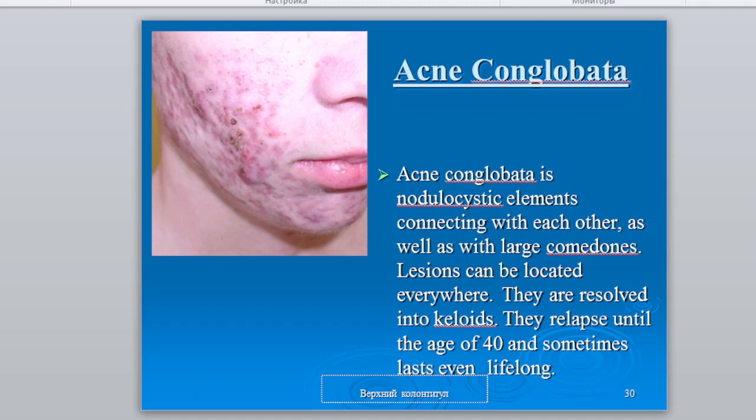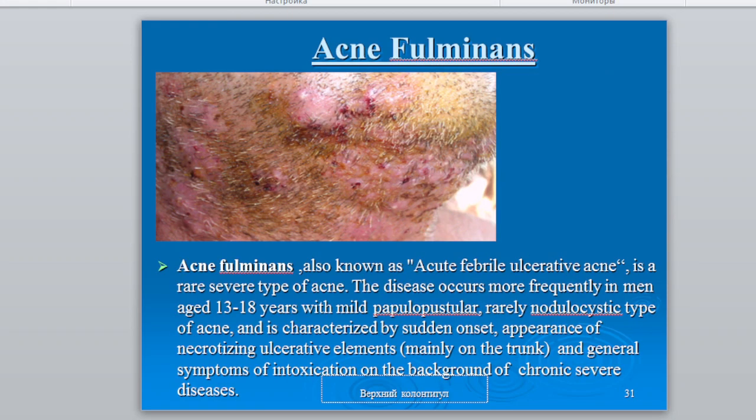Next, acne fulminans. Acne fulminans, also known as acute febrile ulcerative acne, is a rare severe type of acne. The disease occurs more frequently in men aged 13 to 18 years with mild papulopustular, rarely nodulocystic type of acne, and is characterized by sudden onset, appearance of necrotizing ulcerative elements, mainly on the trunk, and general symptoms of intoxication on the background of chronic severe diseases.